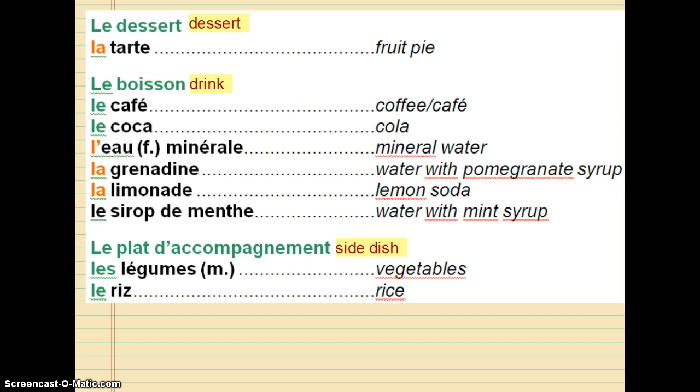All right, last thing on this page is le plat d'accompagnement. A plat d'accompagnement is the accompanying or side dishes. Again, we're just listing a couple here. Don't forget that you already know les frites, French fries, from earlier in the year. Today we're adding les légumes, which are vegetables, and le riz, which is rice. Notice it's not riz, it's le riz.